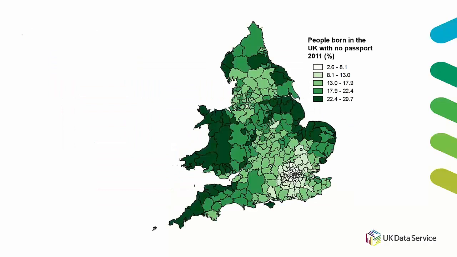So here is an example of an interesting way that census data can be used. Here the boundary data has been combined with the aggregate data, and this creates a map showing the percentage of people who were born in the UK and do not hold a passport. This has been created using the country of birth and the passport health variables together, along with the 2011 boundary data at the local authority level. And it creates this really good map.